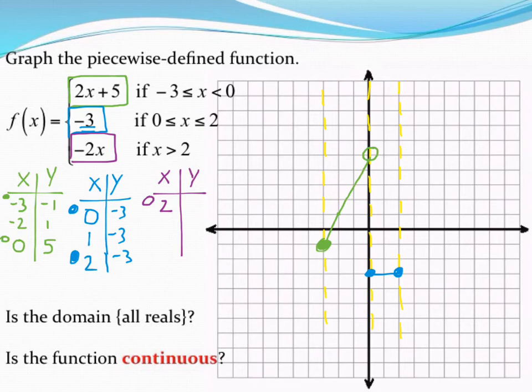And then I need to pick at least 2 numbers bigger than 2. So how about 3 and 4? Fantastic choices. Plugging those values in for x in this bottom function, then I get -4 as an output, -6 as an output, and -8 as an output. So let's plot those points and finish this graph out.